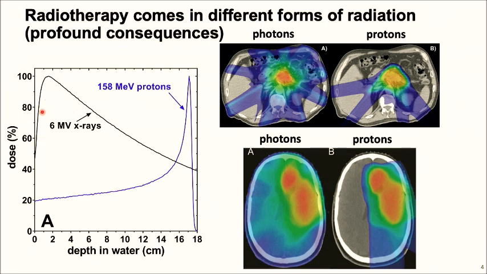Photon radiation, labeled here as 6 MeV X-rays, is the conventional type of radiation that we use for most radiation therapy treatments. You can see that the dose has a peak and then decreases as a function of depth, but never stops. So it can go across the tumor and still deposit dose downstream of the tumor.